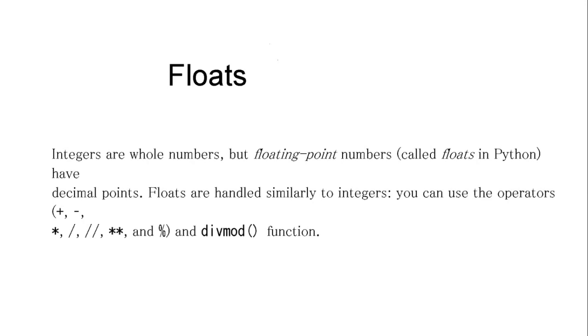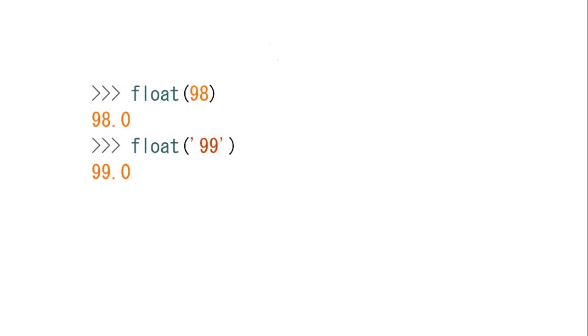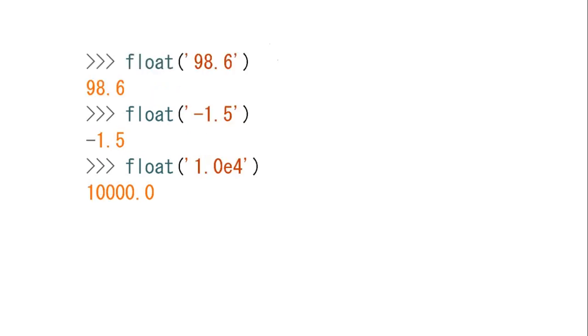As for booleans, a boolean acts like a tiny integer. Converting an integer to a float just makes it the proud possessor of a decimal point. And you can convert a string containing characters that would be a valid float, digits, sign, decimal point, or an e followed by an exponent, to a real float.